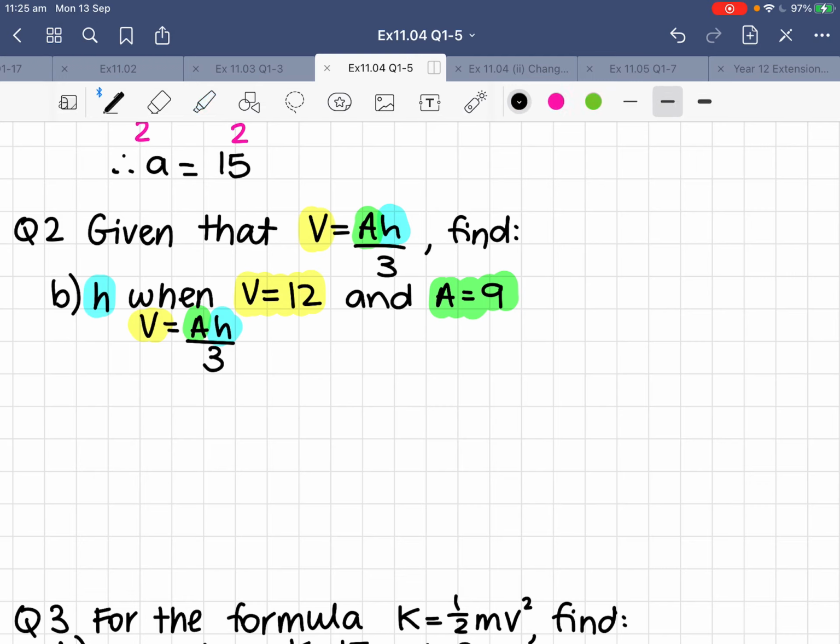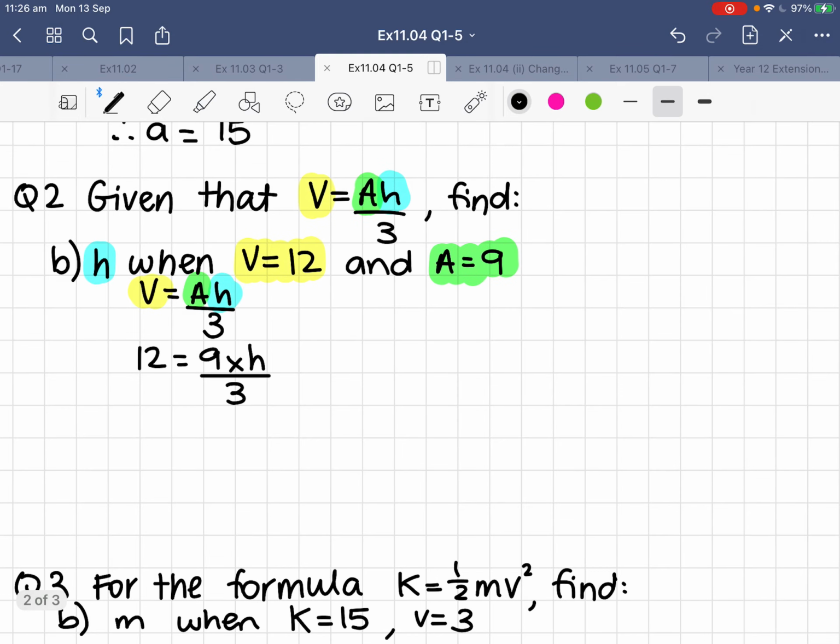Okay, so we've been given that V equals 12. We've been given that A equals 9. Now the relationship between the A and the H is times. We don't know what our H is, so it's going to stay as an H, and we have divided by 3. So now what we want to do is try and find H, and the first step to doing this is getting rid of the divided by 3. So we're going to multiply both sides of our equation by 3. 12 times 3 is 36 equals 9 times H. Now we want to remove the 9 from the H, so we have the H by itself.